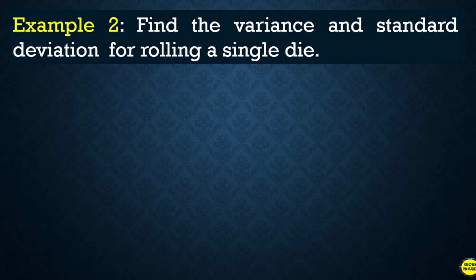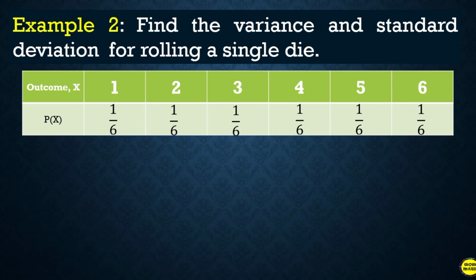Another example, we have: find the variance and standard deviation for rolling a single die. Okay, so we all know that we have 6 possible values, no? 1, 2, 3, 4, 5, and 6. And with their corresponding probability na bawat values, yung probability is 1/6. So, anong sabi ko kanina? Para makuha natin yung variance and standard deviation nito, ay kailangan muna natin makuha yung mean ng probability distribution.